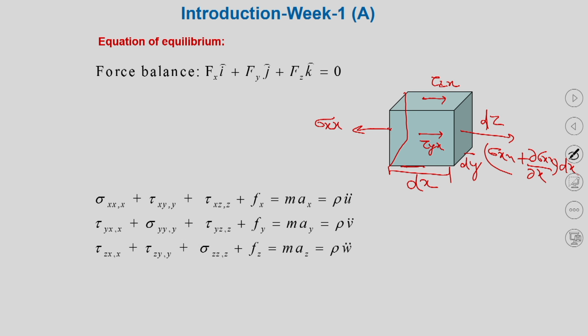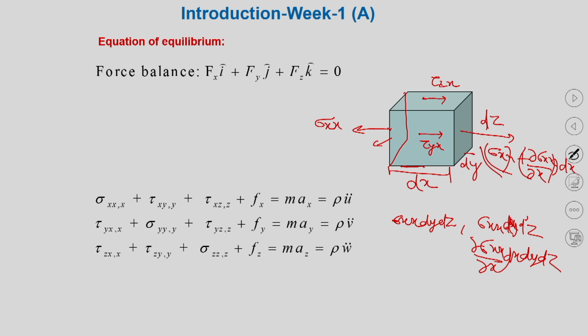So, along x direction, the total force working over this area will be sigma xx dy and dz, and here sigma xx plus del sigma xx del x dx, dy and dz. So, if you do some mathematical simplification, the first equation can be obtained.